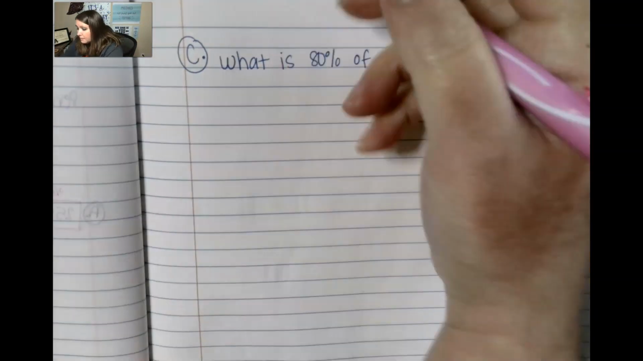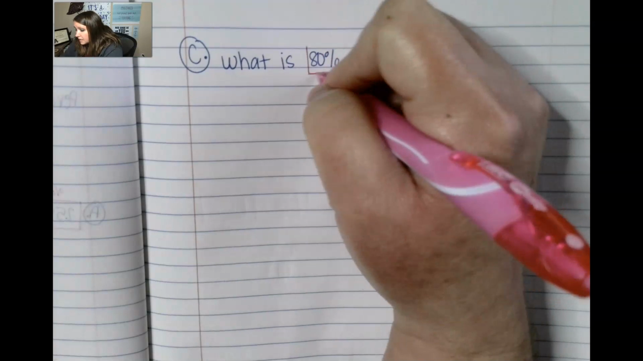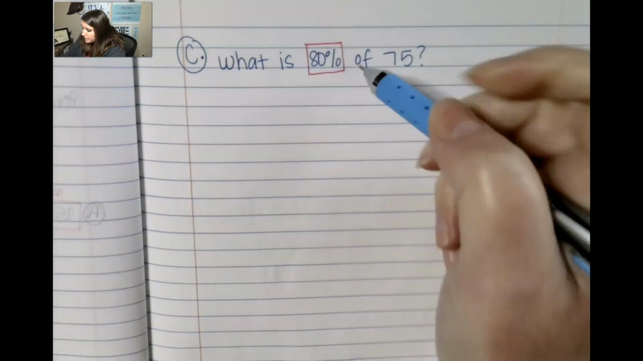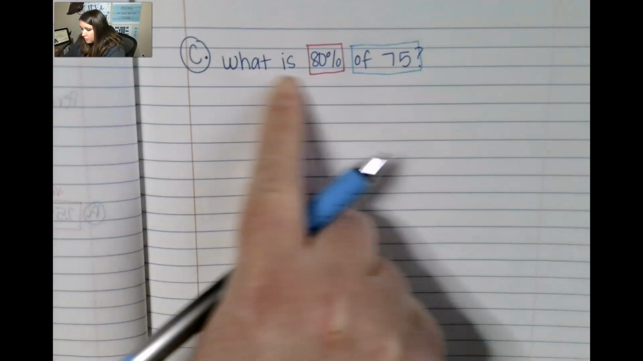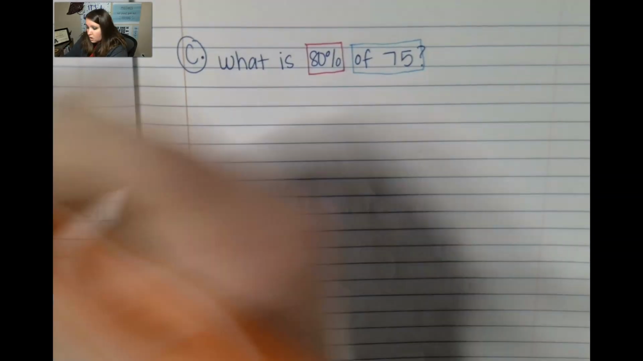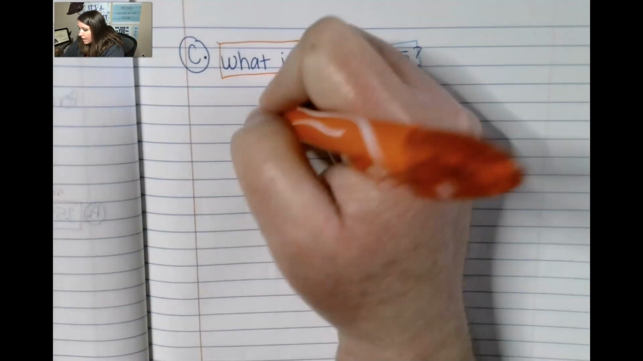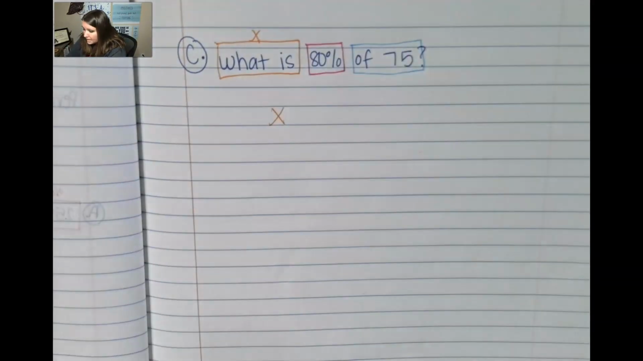So the percent, I'm going to start where the percent is. Here's the percentage sign stuck to 80. Of 75, so of 75 goes together. And then what is? We're looking for the is in our proportion. So x is, so we're looking for x. What is?